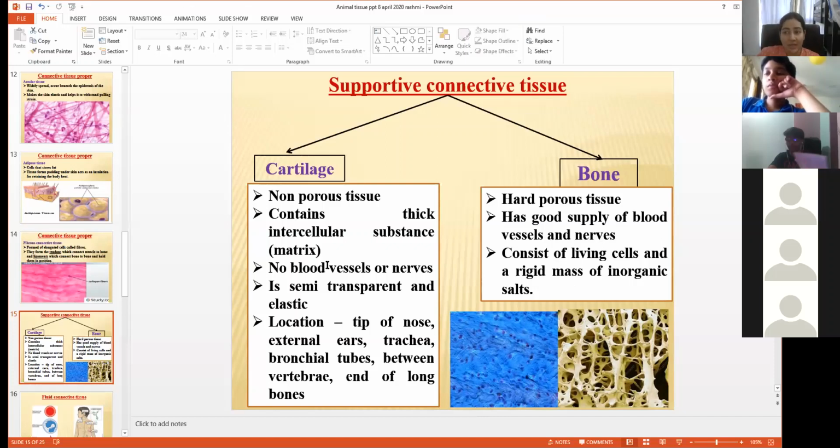But children, don't think that bone is not a tissue. Bone is a tissue. The only thing is it is made up of inorganic salts which give the bone its hardness. Okay, and a bone has a good supply of blood vessels and nerves.